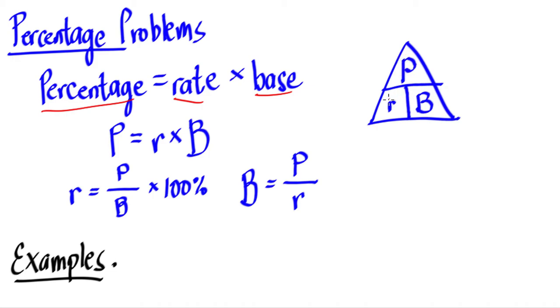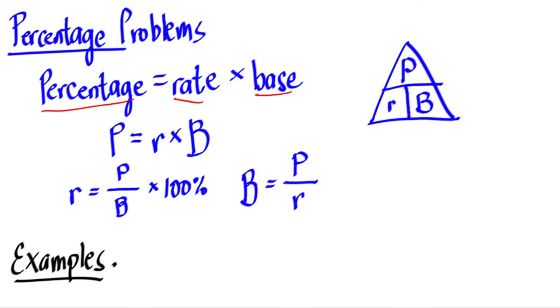If you want to get the value of R, put your finger on this R here. I'm just going to cover it. So what's the formula for finding R? That's P divided by B, which is stated here. Just don't forget to multiply that by 100% since it's the rate. And if you want to find the base, cover this base. You can see the formula is P all over R. That's our base. That's how we use this useful triangle over here.